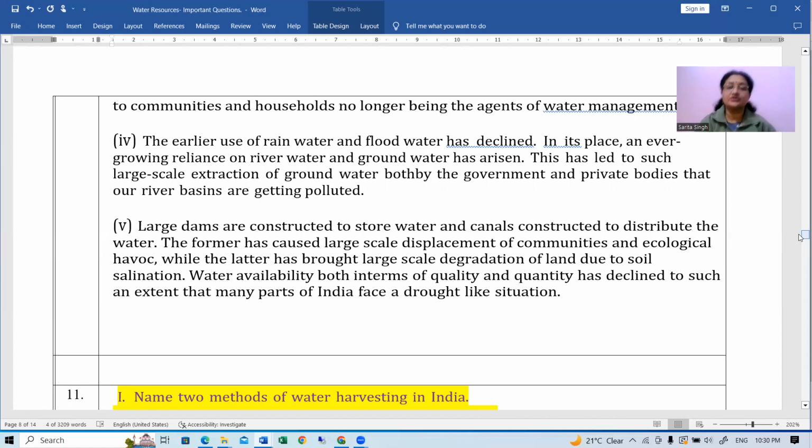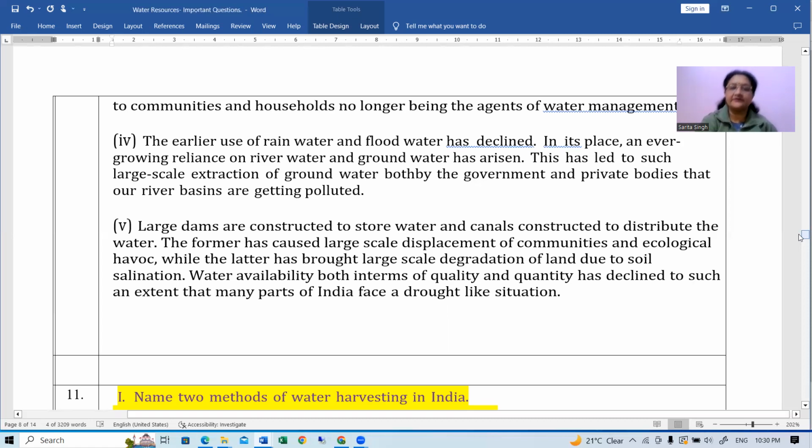Large dams are constructed to store water and canals constructed to distribute the water from the dams. So the former has caused large scale displacement of communities and ecological havoc, while the latter has brought large scale degradation of land due to soil salination, due to water logging and all. So water availability, both in terms of quality and quantity, has declined to such an extent that many parts of India face a drought-like situation. So, as a solution of all these problems, we can have rainwater harvesting.